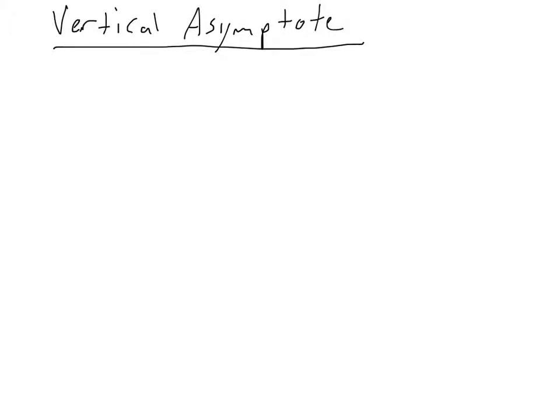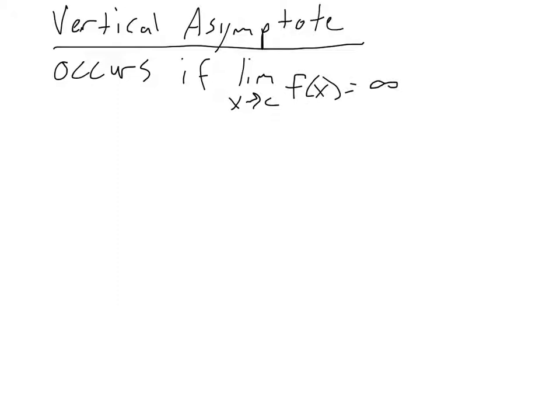A vertical asymptote occurs if the limit as x goes to some number c of some function f of x equals infinity. Essentially, as we get really close to some value c for x, it just shoots off to infinity. That's a vertical asymptote. And it can be infinity or it can be negative infinity.